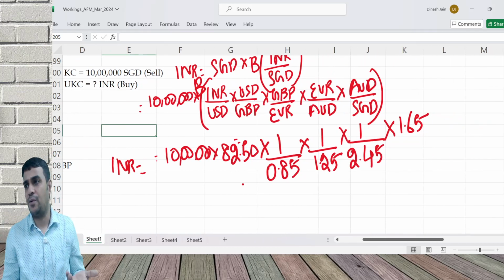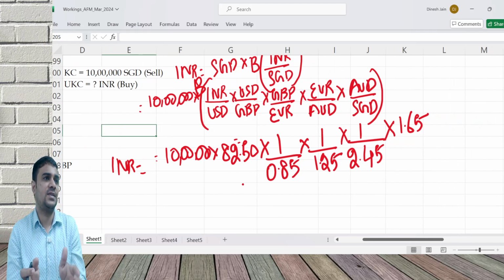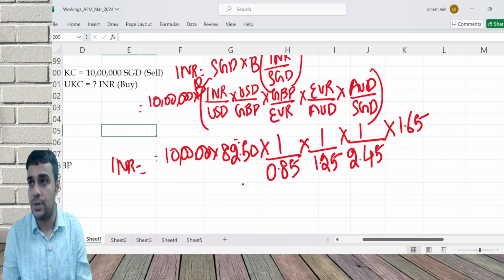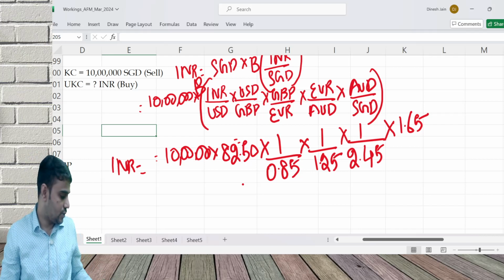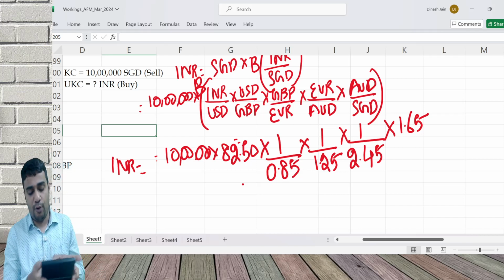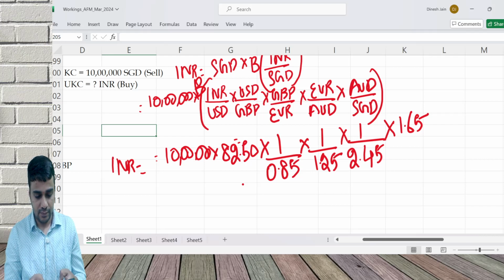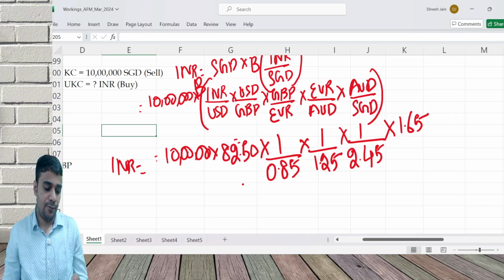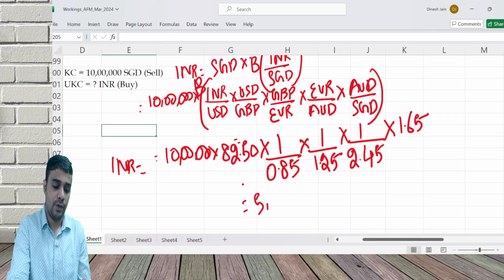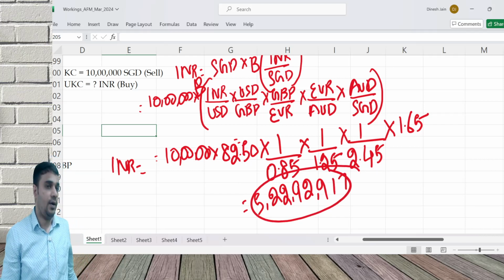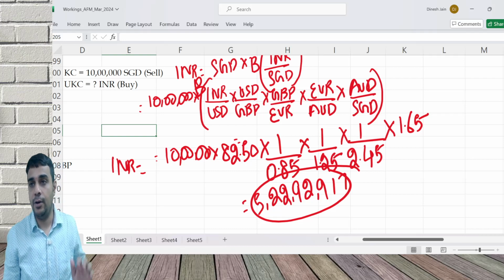I can do any number of quotes. It doesn't really matter. As long as the base is set, you can keep doing any type of question. So 10 lakh into 82.5 divided by 0.85 divided by 1.25 divided by 2.45 into 1.65 gives 5 crore 22 lakh 92,917. Any doubts on this? Clear? Can you proceed?